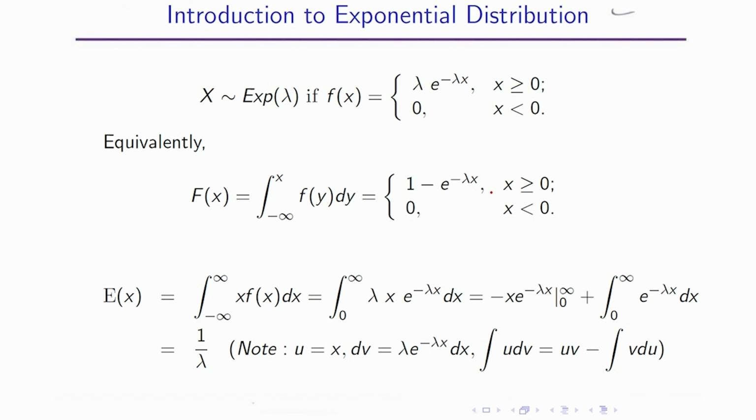Then we can also calculate the expectation of X, which by definition is the integral of x times f(x) dx, taking the integration from negative infinity to infinity. If we apply the technique of integration by parts, we can calculate that the expectation of X will be 1 over lambda.